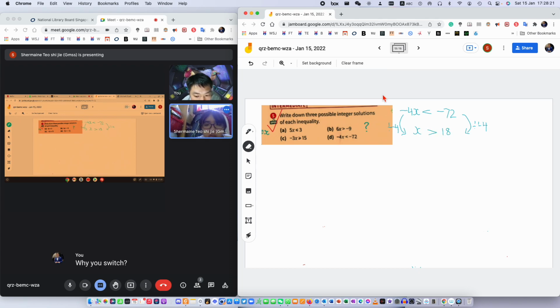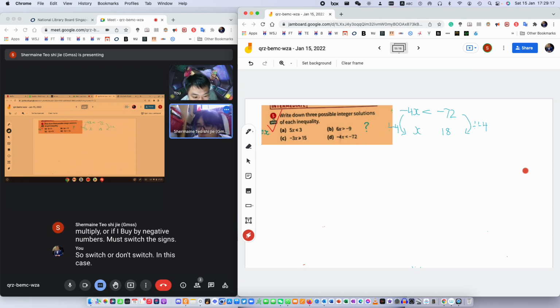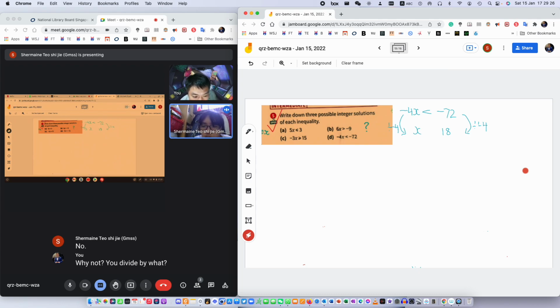Why did you switch? Why did you switch the sign? Multiply by -4? Where's the multiply? Oh no, wait. What is the statement? Multiply or divide by negative numbers must switch the signs. Okay, repeat. Multiply or divide by negative numbers must switch the signs. So switch or don't switch in this case? No. Why not? You divide by what? -4. So?